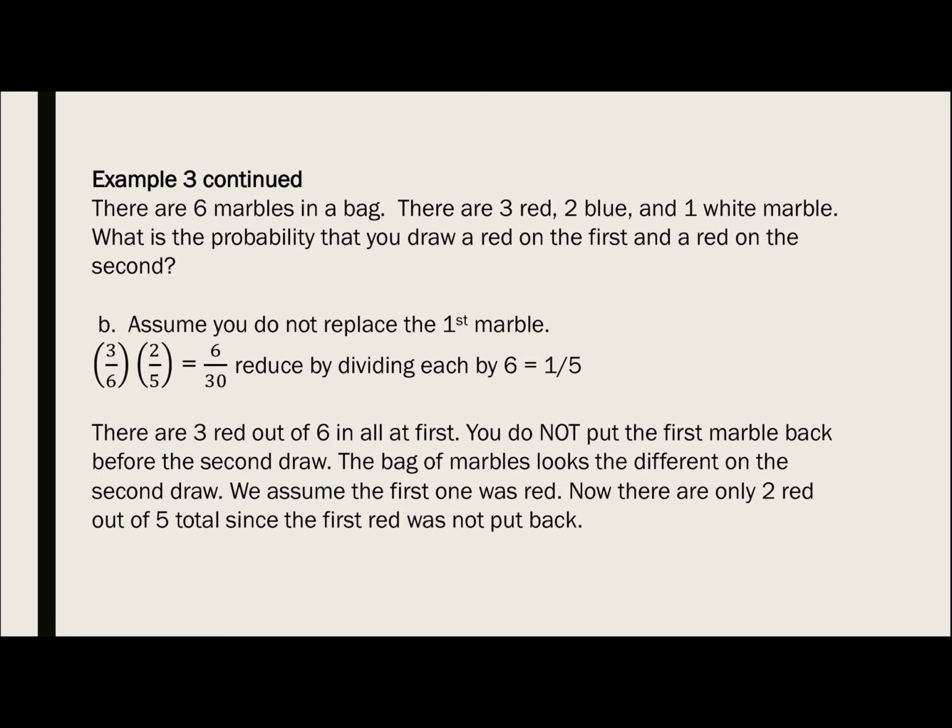3 times 2 is 6. 6 times 5 is 30. And reduce by dividing each by 6. 6 goes into 6 one time. 6 goes into 30 5 times.